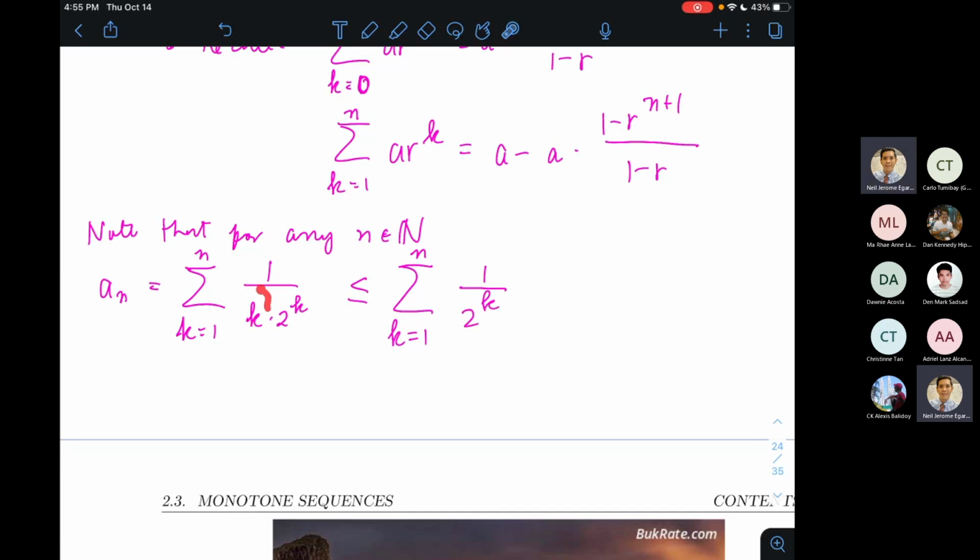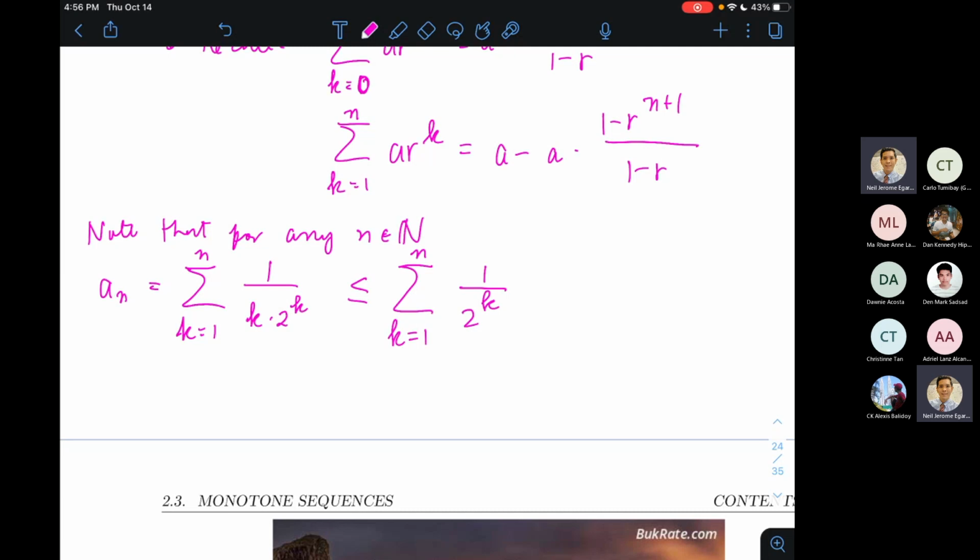Kasi ngayon, ang ginawa natin, tinanggal natin yung k. So yung pagtatanggal ng k made the denominator smaller. All right? And the smaller the denominator is, the bigger the fraction is. That's why lahat ng terms dito ay mas malaki sa kapartner niya na term dun sa summation sa kanan. So itong summation sa kanan ay mas malaki dun sa summation sa kaliwa, kasi bawat laman ng summation na to ay mas malaki kaysa sa laman ng summation na to.